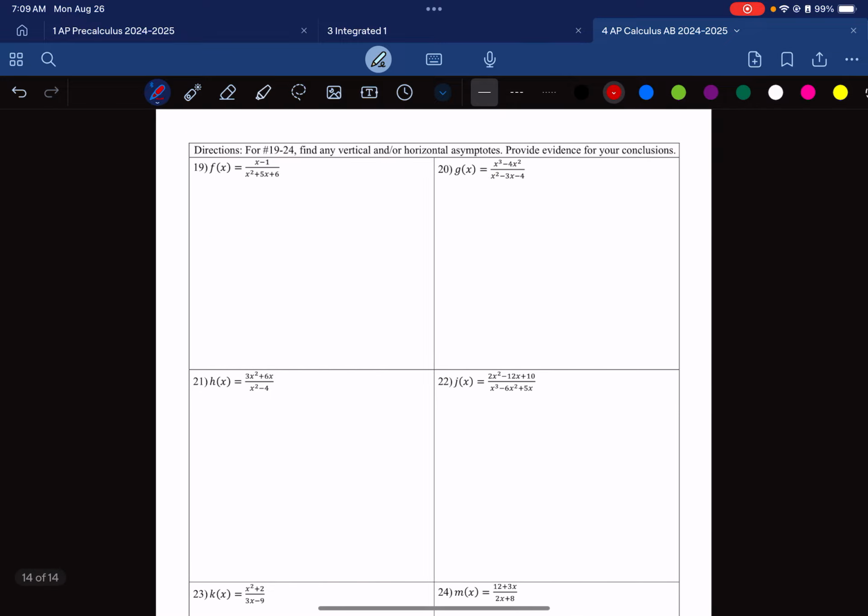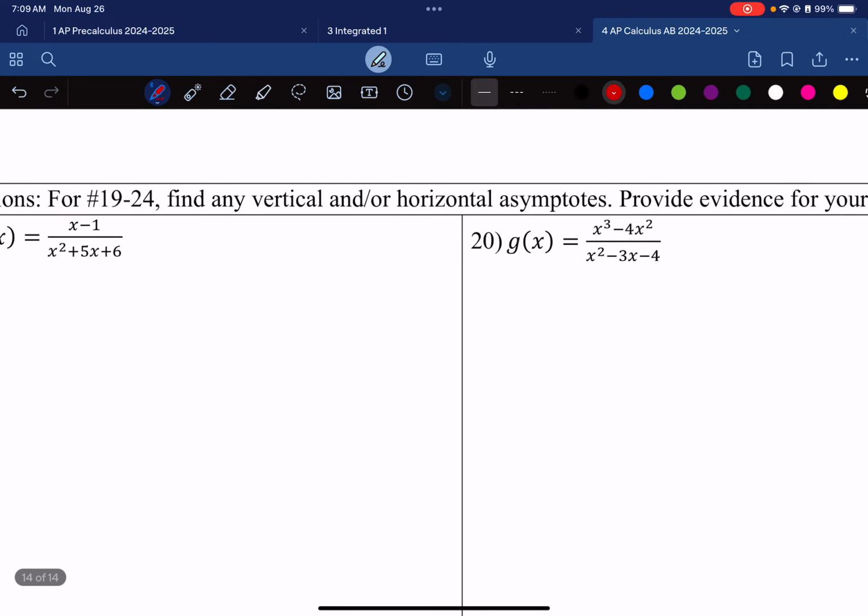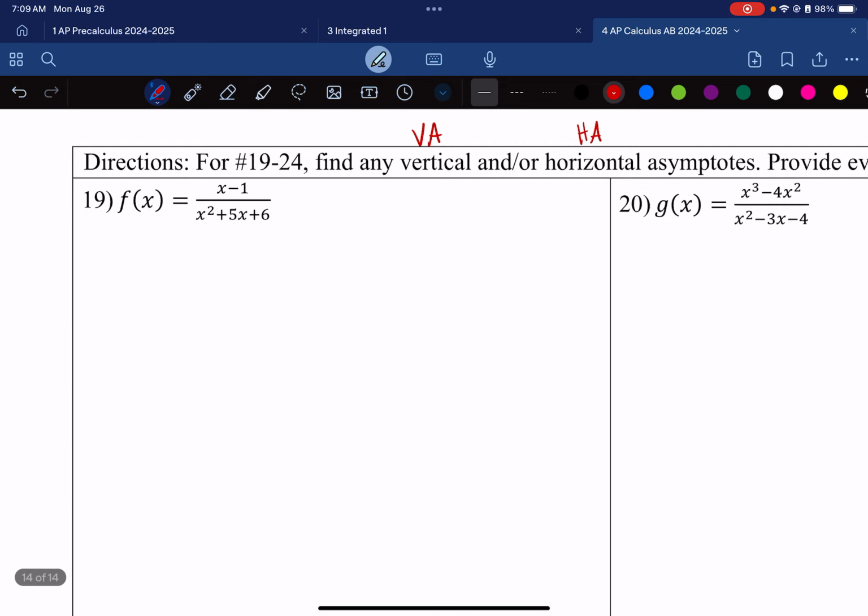All right. In number 19, just a review, we're finding all the VAs, so vertical asymptotes, I call those my VAs, and my horizontal asymptotes, which I call my HAs, and provide evidence. So let's do that. I always like starting with the horizontal asymptotes because those are the limits to infinity that I just was practicing. So practice writing.